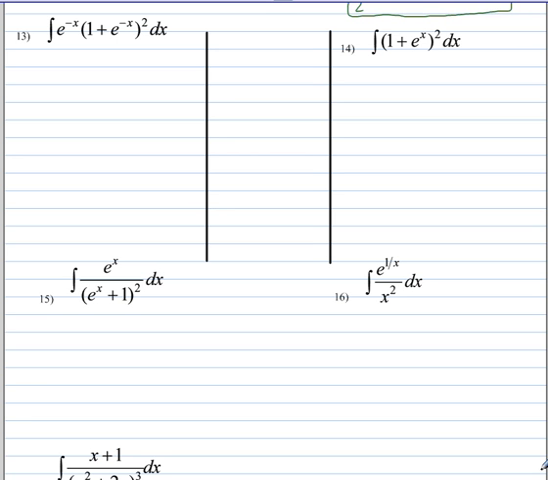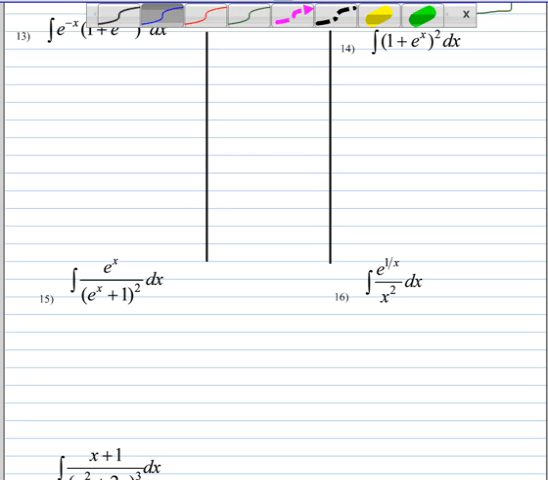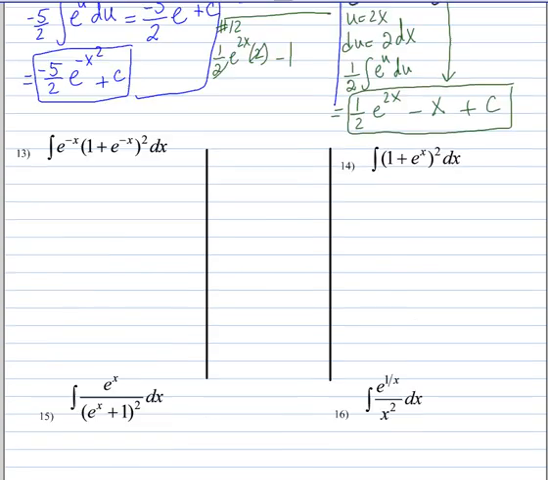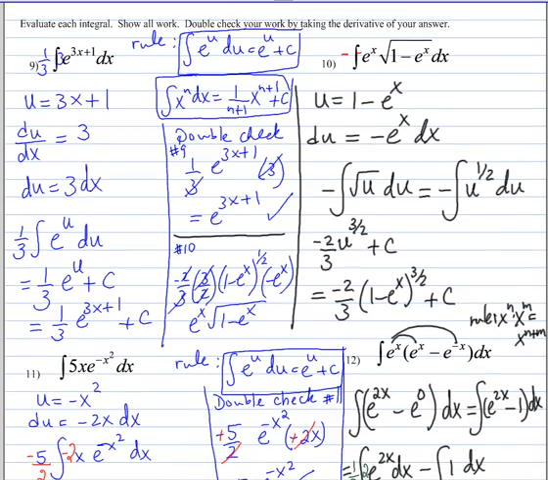This is a continuation of 8.1 review. So for number 13, very similar to number 10, we're going to let u be what's inside the parentheses because its derivative is very similar to this, just missing a constant factor. So let's go and look at number 10. 13 is very similar to number 10.